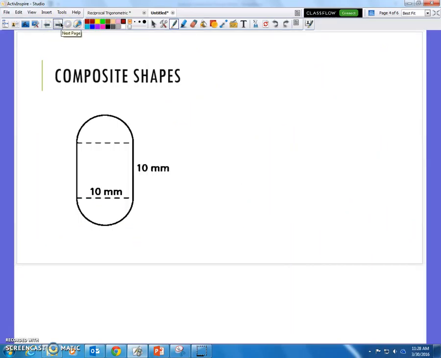Again, we have a composite shape and it looks like it's been divided into parts for us. We got a rectangle here, so I'm going to start with that rectangle. 10 by 10, that makes 100 for my area. 100 square millimeters. And it looks to me like I have a half a circle up here and a half a circle down here. So even though I'm finding the area of a half circle on the top and the bottom, if I have it twice, there's no need for me to divide it by 2. I technically have a whole circle between these two parts.